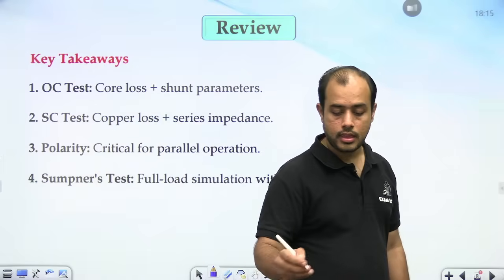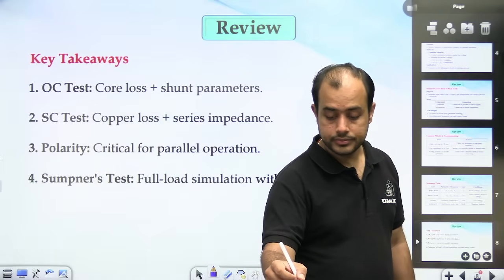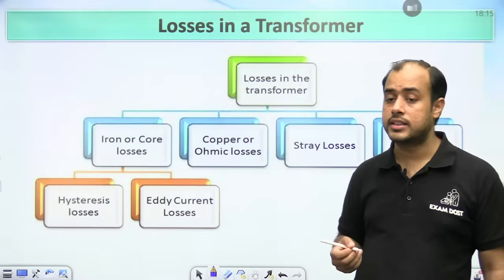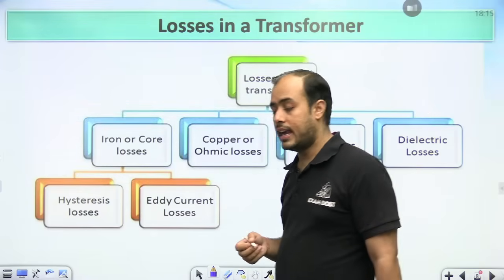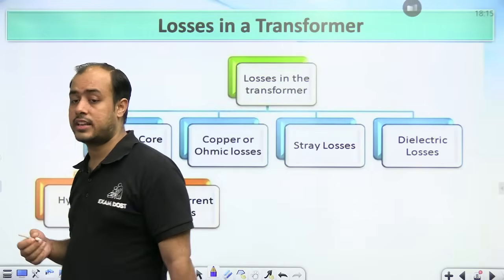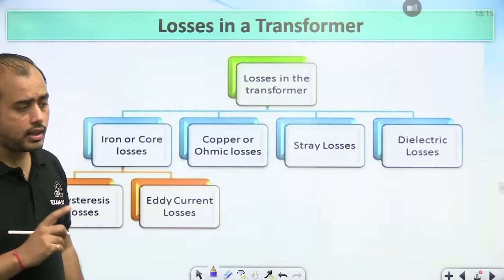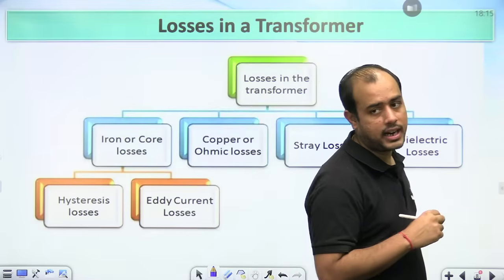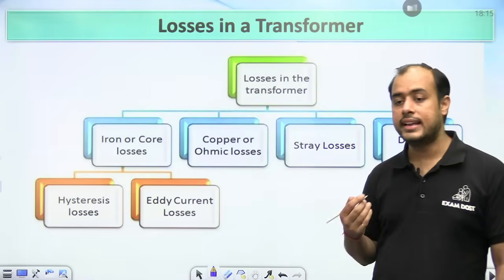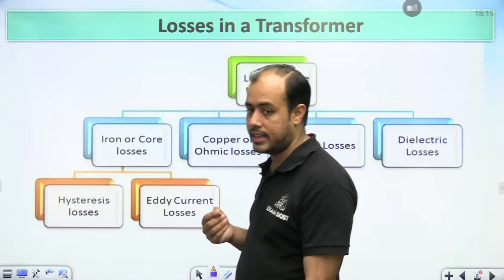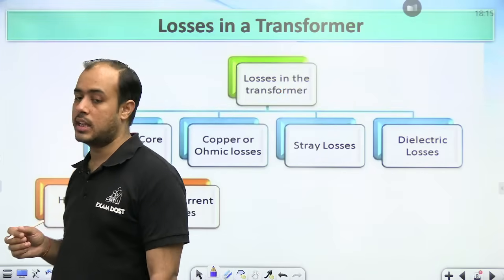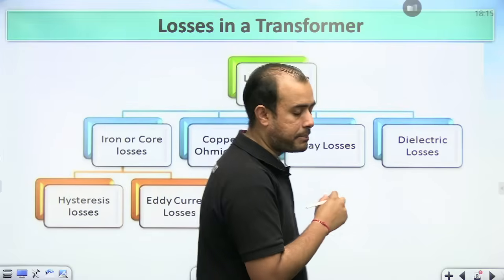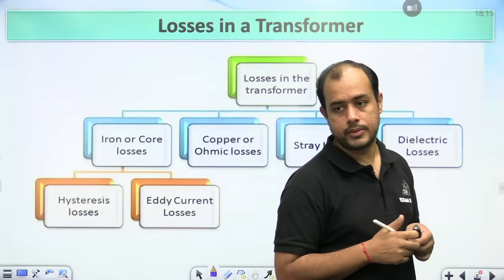Is that clear? So what is the advantage of the Sumpner's test? The advantage is that without connecting the rated load, we can operate the transformer under rated condition and estimate the temperature rise.